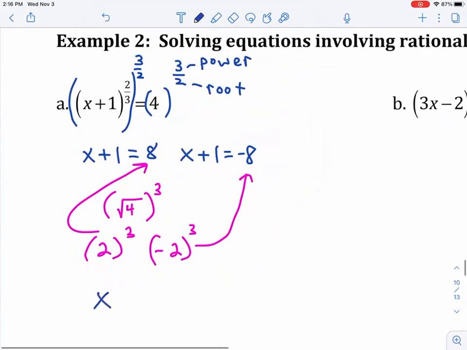And so our two answers are then x equals 8 minus 1, which is 7, and -8 minus 1, which is -9.